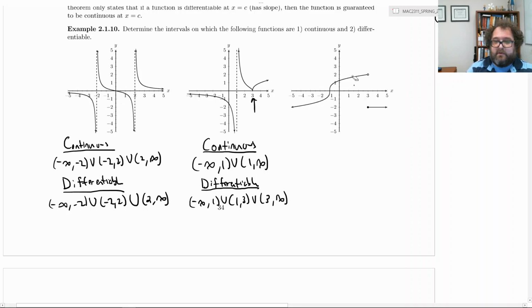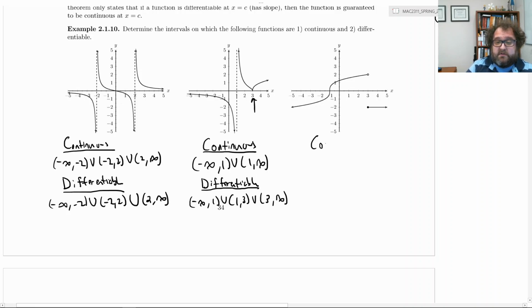Last example here. What do we have? Okay, we have a discontinuity, a jump discontinuity at 3. So there can't be slope at 3 because there's a discontinuity, just like there can't be a slope at 1 on the middle function or at +2 and -2 on the left-hand function, because the function has to be defined to even talk about slope. So for sure, there's no slope at 3, and it's not continuous at 3.